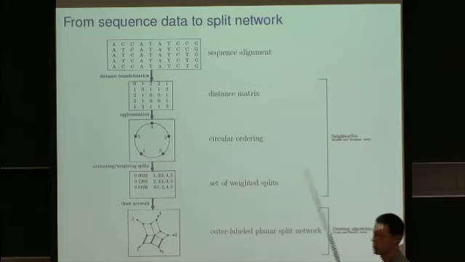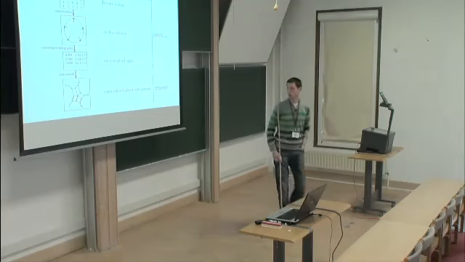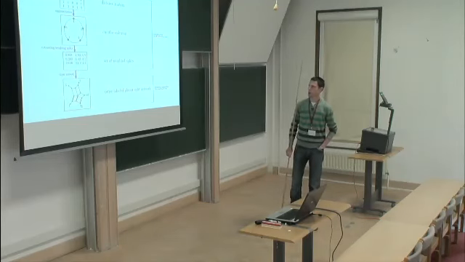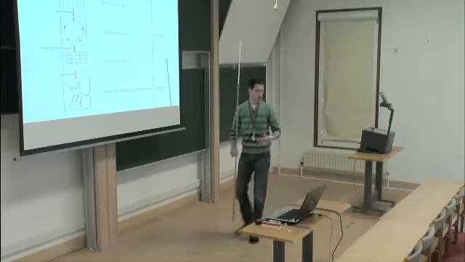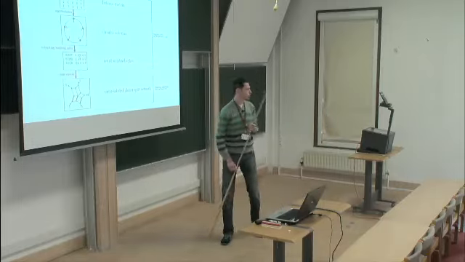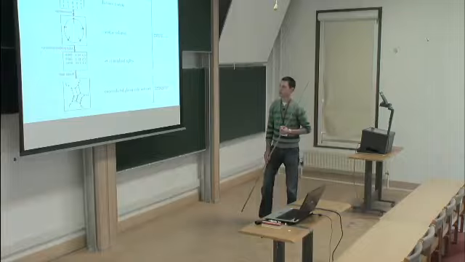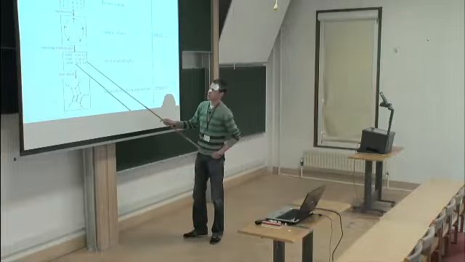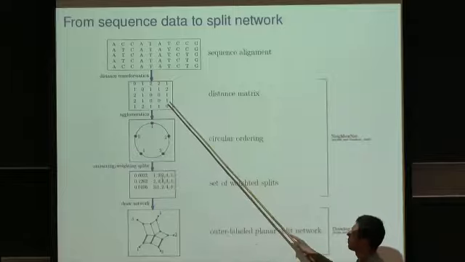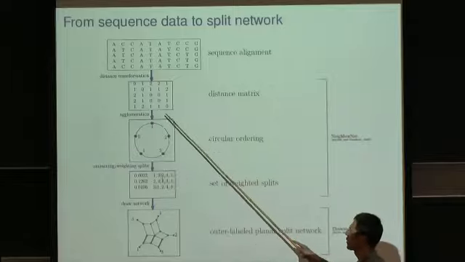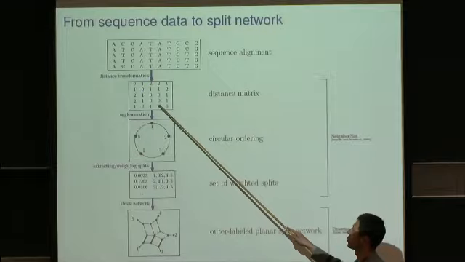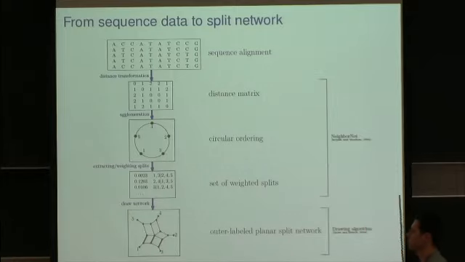Well, it's a simple one, just a circular ordering as we have seen before, and then this circular ordering gives you a set of potential splits, by partitions of your set. N choose 2 many if they're n taxa, so in this case it would be 5 choose 2, and then on those potential splits you put weights, and you do that in a kind of least squares sense, non-negative if possible, based on the distance data that you have given.